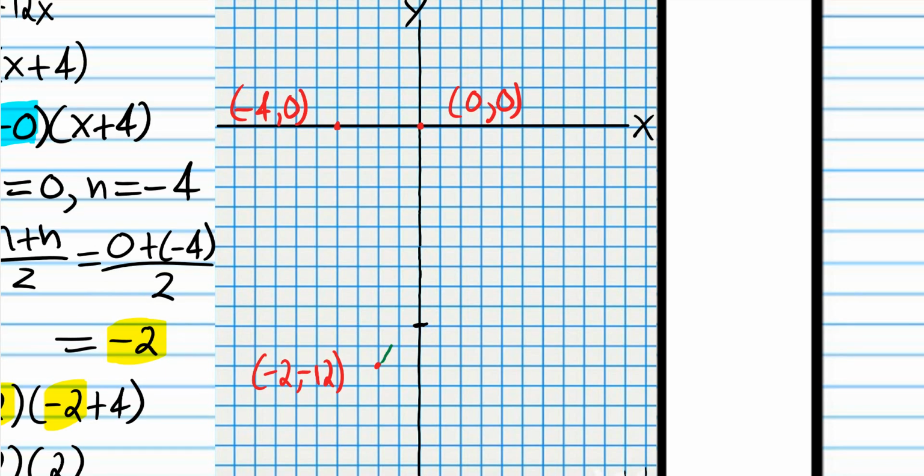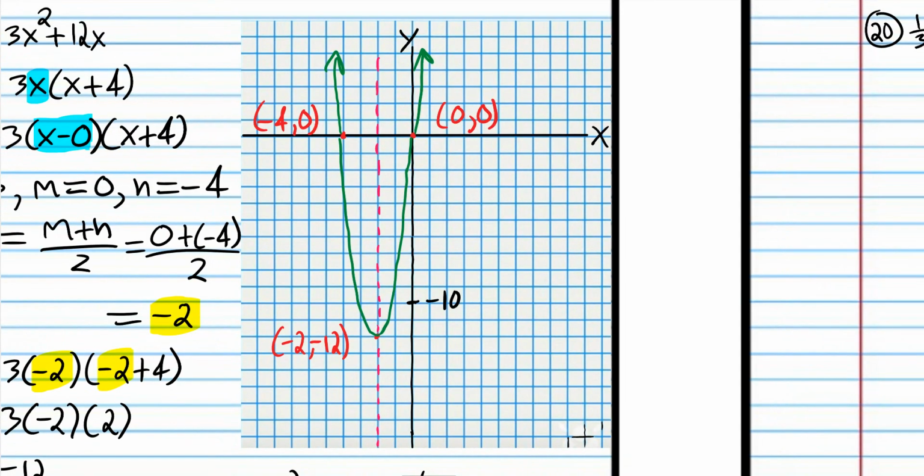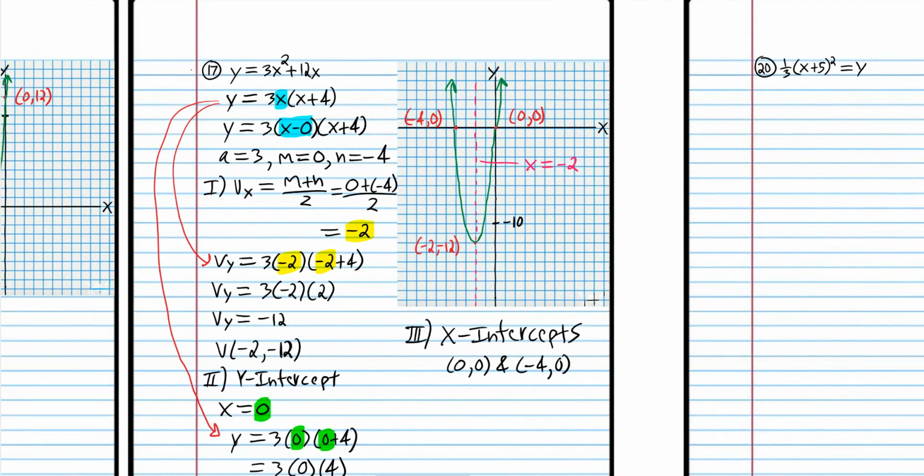I'm going to move this over. So just connect the dots as usual, and draw the line of symmetry. And the equation of the line of symmetry is x equals negative 2. So the difference with this problem is that one of the x-intercepts was also the y-intercept.